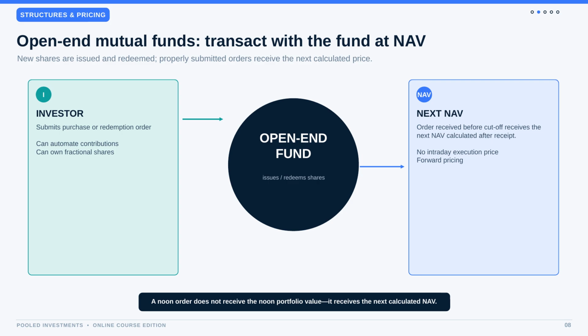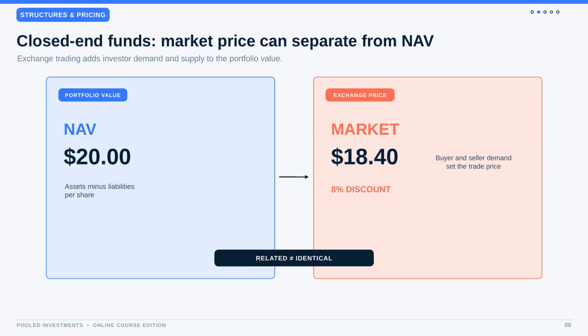the execution price. A closed-end fund generally sells a fixed number of shares in an initial offering, and those shares then trade on an exchange. Investors buy from and sell to other investors, so the market price can differ from the portfolio's NAV. A fund trading above NAV is at a premium. One trading below NAV is at a discount. The discount can widen even when the portfolio has not changed much, which adds a second source of volatility.